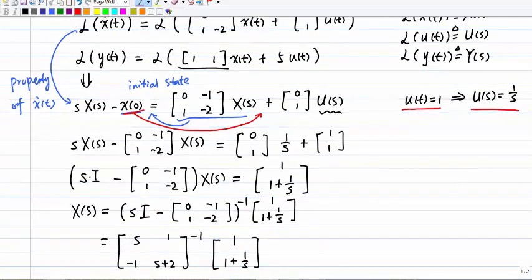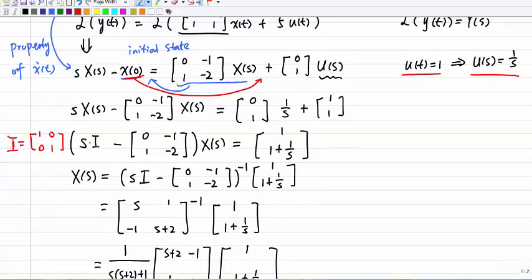So this one can be written as s times the identity. You cannot write just an s over here, because s cannot be subtracted from a matrix. So it's s times the identity, where the identity is just [1, 0; 0, 1], the identity matrix, times X(s). And I combine these two, which is [1, 1] plus 1 over s. Then I put everything together.